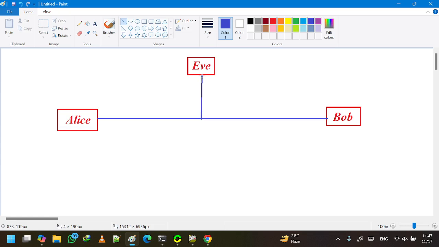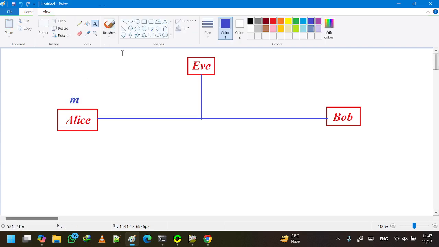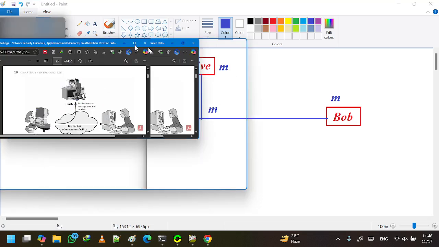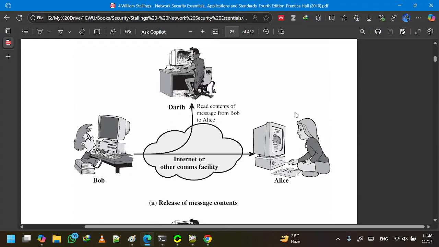That means a hacker, Evil Eve, is sitting on the communication channel, capturing the packets, which breaches the confidentiality. If any message M is sent over the wire from Alice to Bob, a copy of this message will be received by the hacker as well. So we see the release of message content here. Release of message content means the confidentiality is lost, as we have seen in the book. Communication is not confidential anymore.